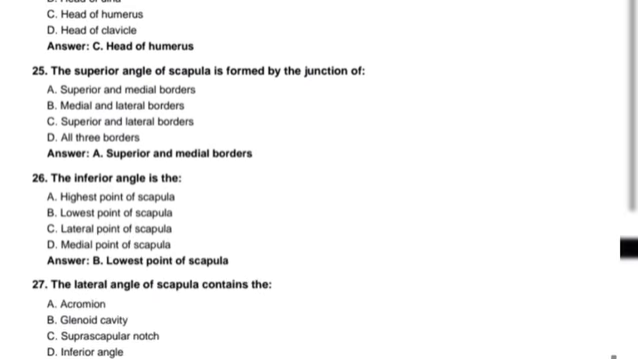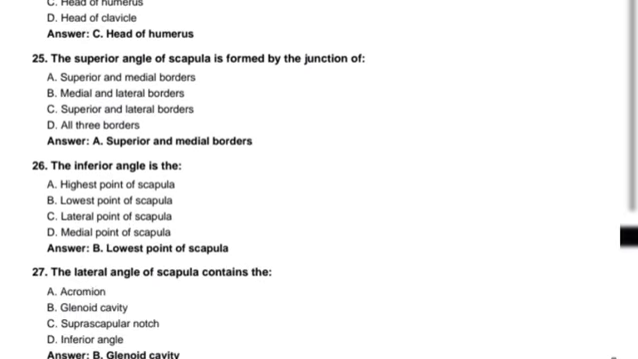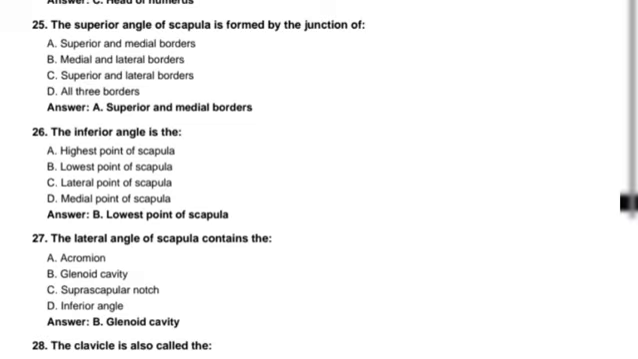Infraspinous fossa. Question number 24. The glenoid cavity receives the option A head of radius, option B head of ulna, option C head of humerus, option D head of clavicle. The right answer is option C head of humerus. Question number 25. The superior angle of scapula is formed by the junction of option A superior and medial borders, option B medial and lateral borders, option C superior and lateral borders, option D all three borders. The right answer is option A superior and medial borders.